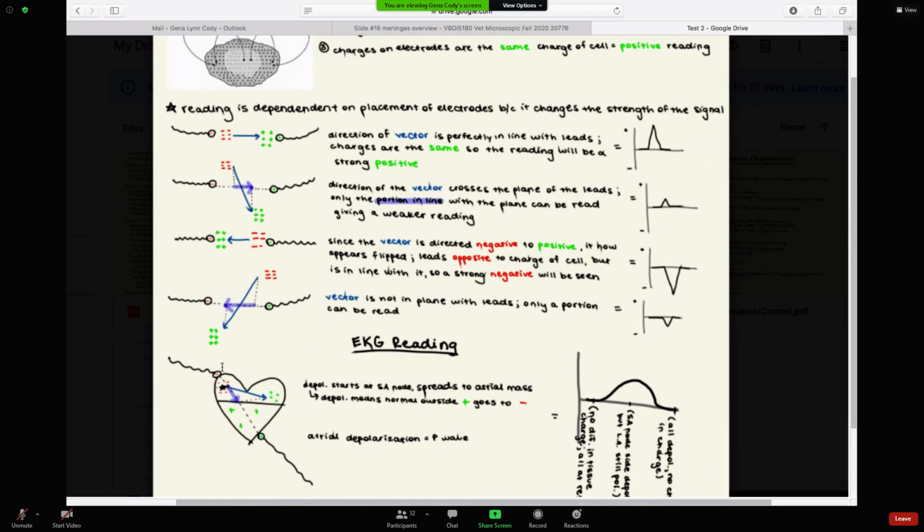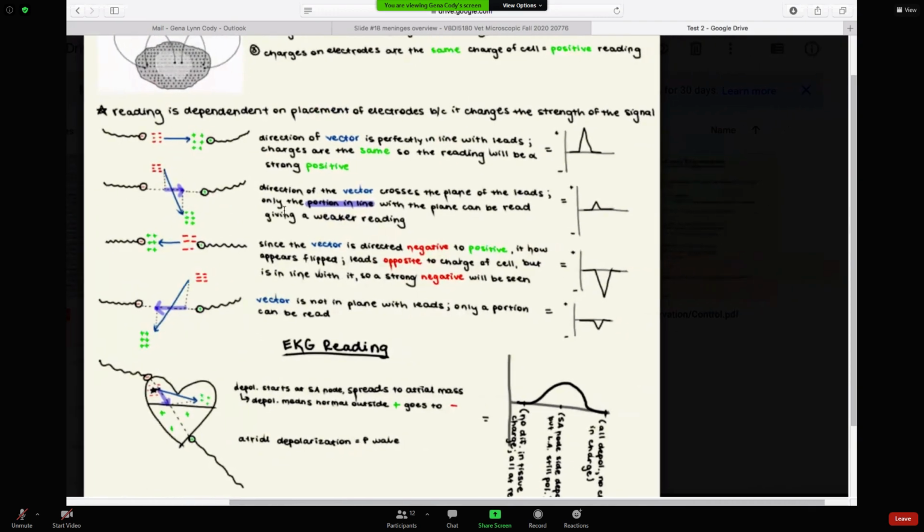And so I tried to draw it the best I could to scale, but I kind of did a poor job at it. So this first example, I've got the negative lead with the negative tissue, the positive lead to the positive tissue. They're the same. So I know I'm going to get a positive reading. And my vector is in the same plane as my leads are. So I'm going to get a really strong positive.